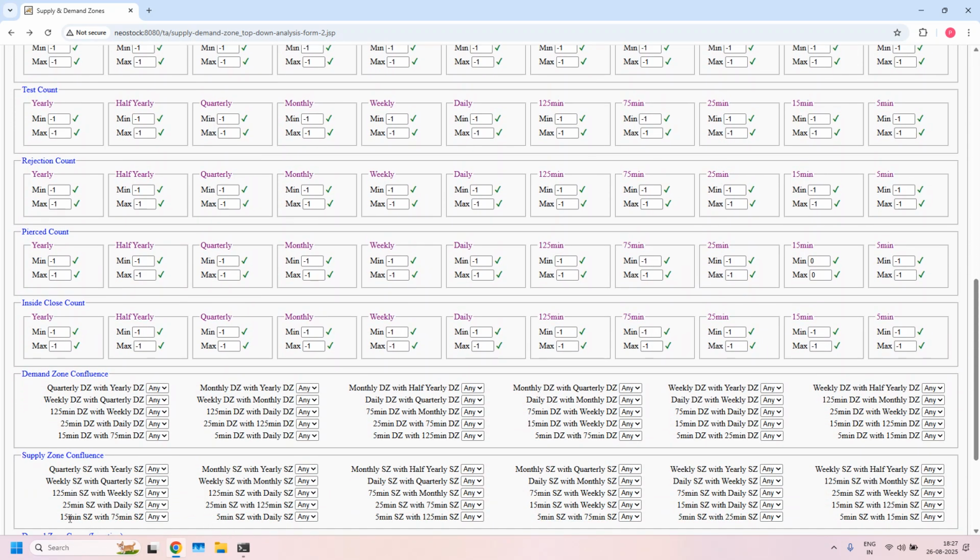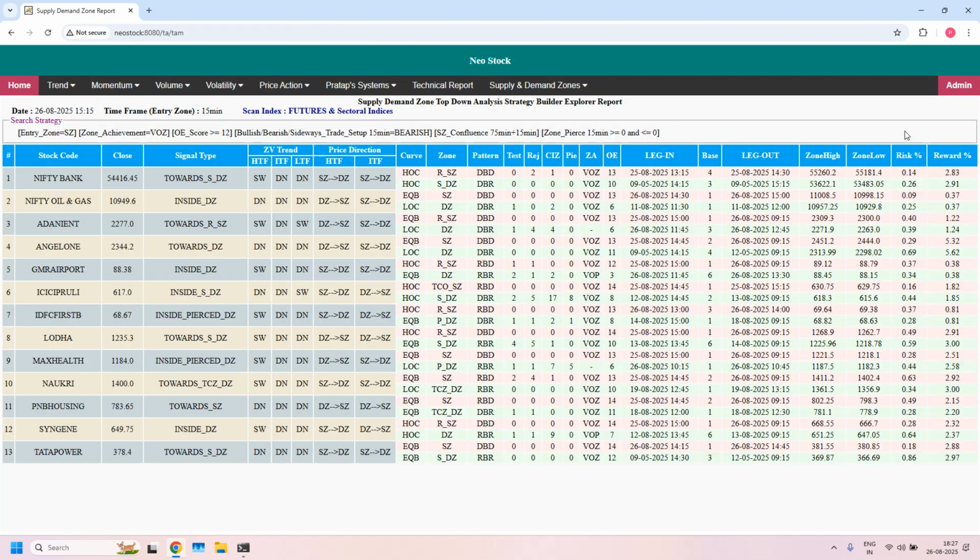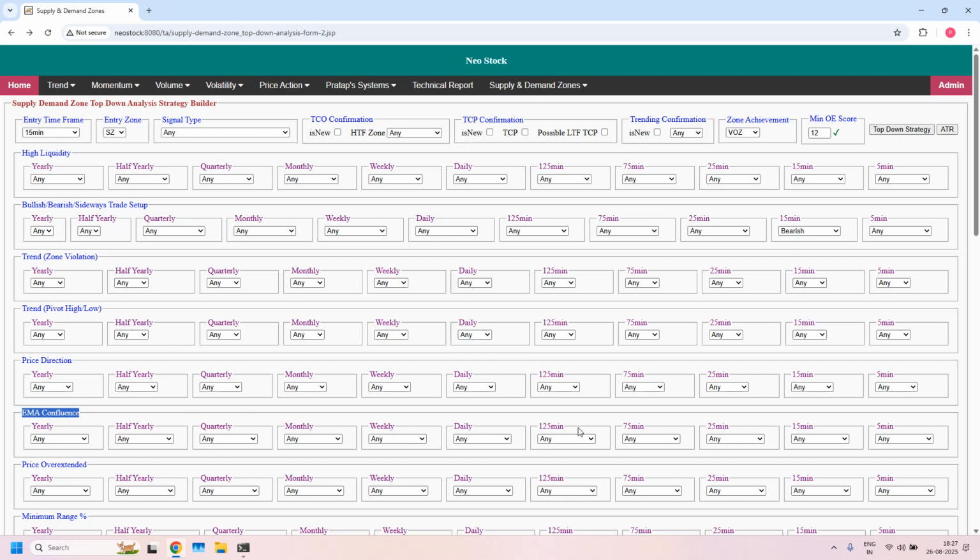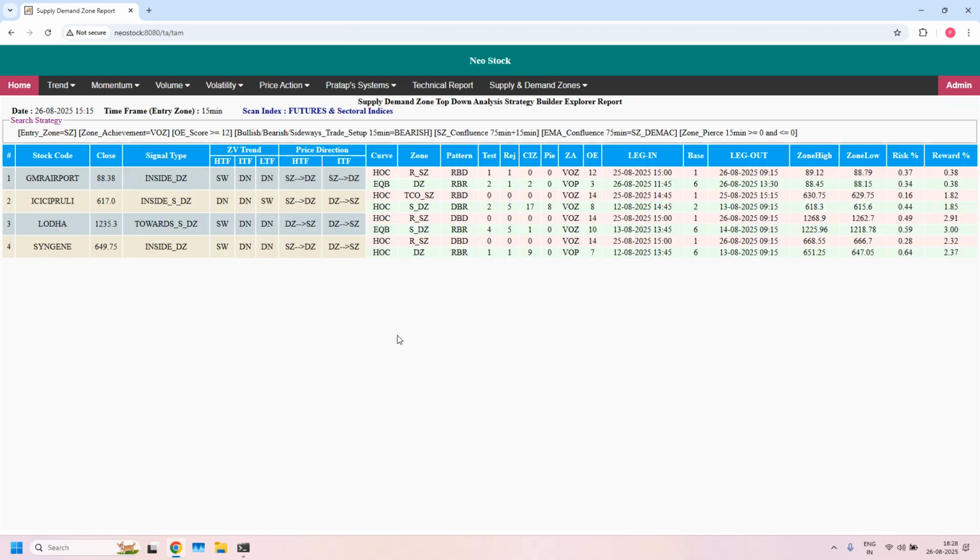So first filter is LTF and ITF supply zone confluence, that is 15 minutes and 75 minutes supply zone confluence. By applying the filter on the 16 stocks, we got 13 stocks. In all the 13 stocks, 15 minute supply zone overlapped with 75 minute supply zone. And 75 minutes trend is a downtrend in all the stocks, ITF trend. So we can further filter based on EMA confluence on 75 minute supply zone. So 75 minute supply zone with daily EMA confluence, we got 4 stocks.